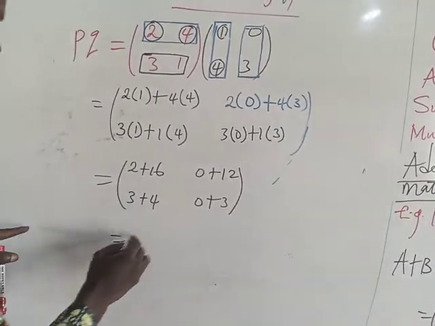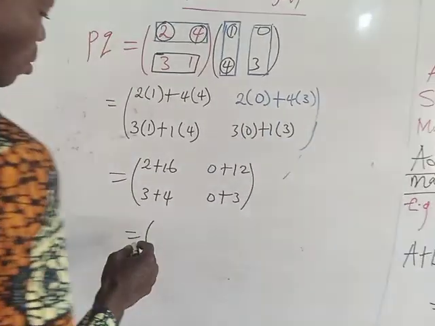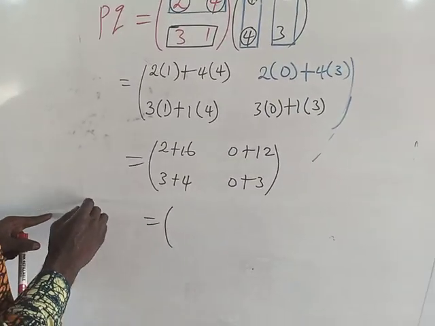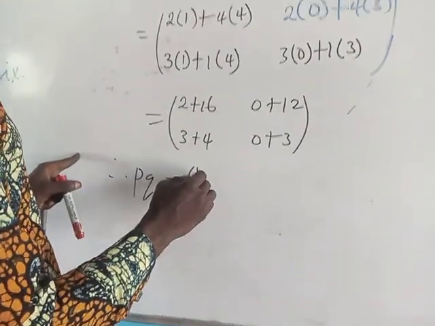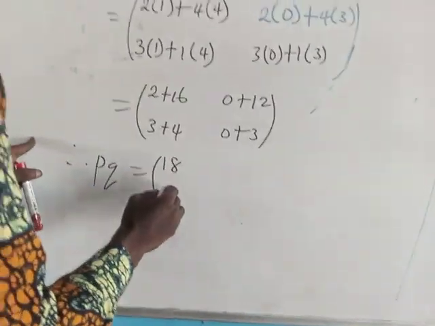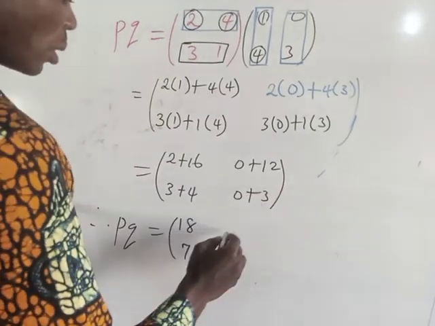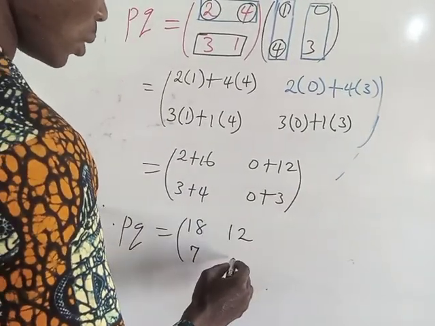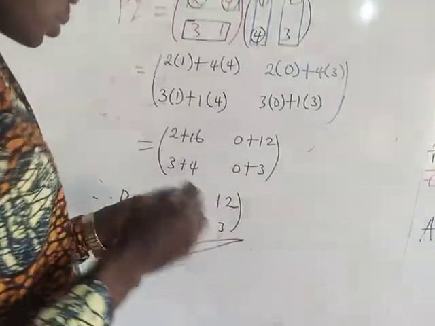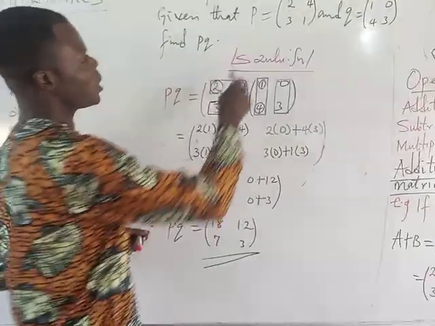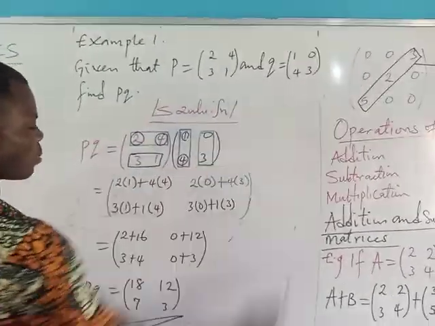When you add, the final answer, which is equal to PQ, will be 18, this plus this gives you 12, this plus this gives you 7, and this plus this gives you 3. So this is the multiplication form of matrices P and Q.